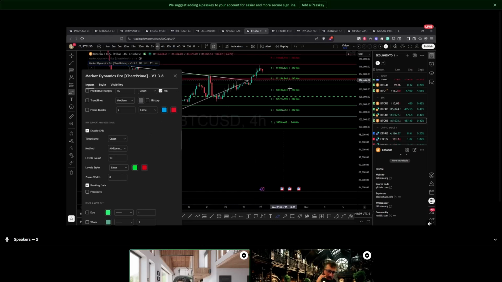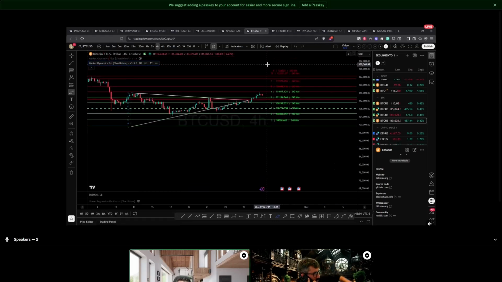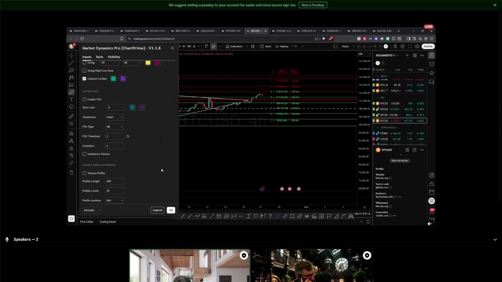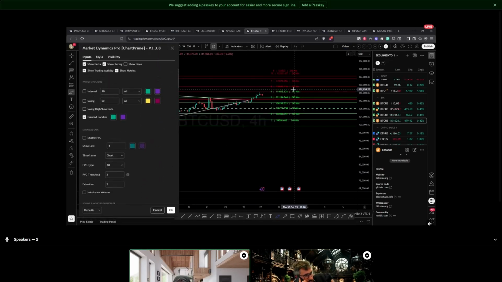And then there you go. You have up to 10 support and resistances. I don't like this because it tends to get in the way. All right. The next thing, just so you can see what time frame you're in: 240 minutes equals 4 hours.